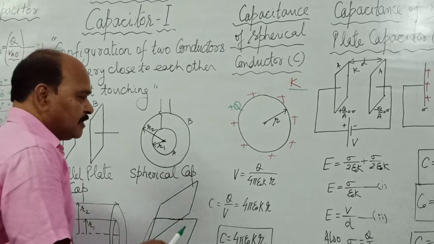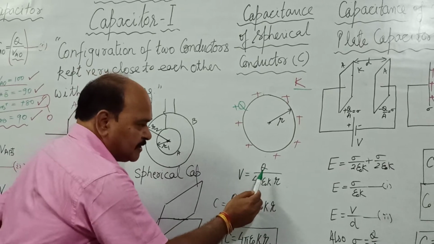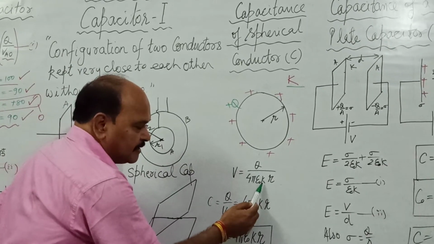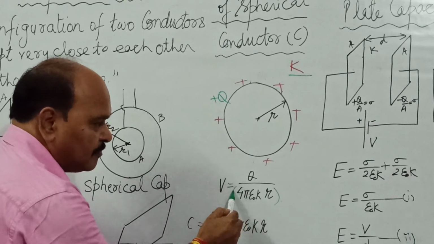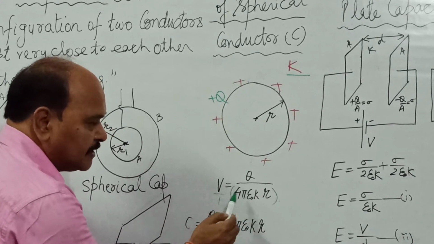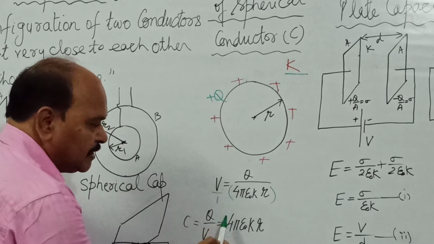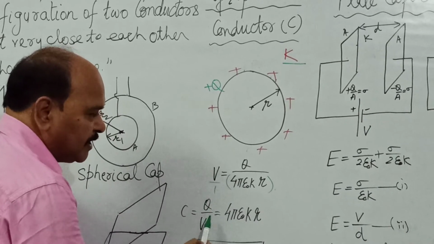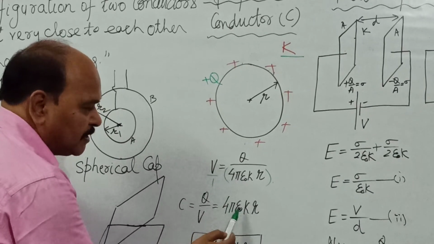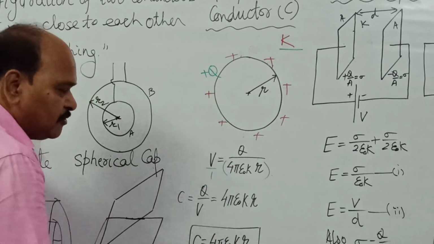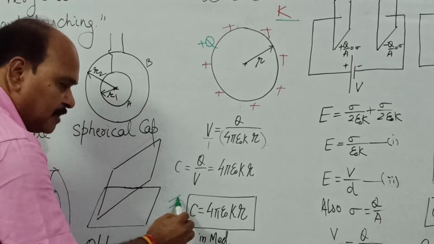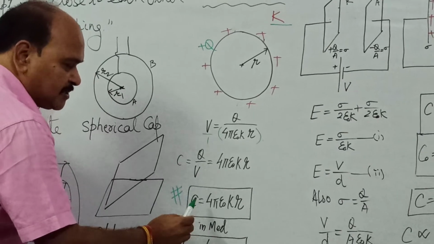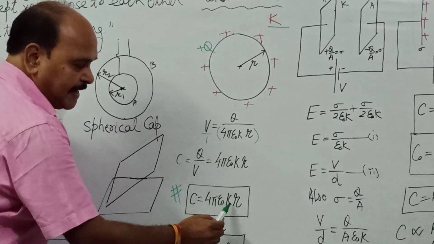Now see, if we shift the value of v to this side, if we cross transfer v from here to here, we'll have to transfer this from this side to the other side. So if we bring v here, q upon v, what do we get? We get 4 pi epsilon naught k r. And what is q upon v? Q upon v is c. So this is the capacitance of a spherical conductor. And what is that? C is equal to 4 pi epsilon naught k r.